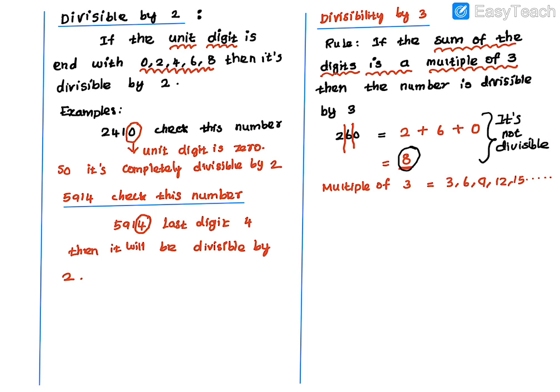I will write one more number so we can check. Can we write 261? Check whether the given number 261 is completely divisible by 3 or not. For this one, 2 plus 6 plus 1 is 9. If we add all those digits, 9 comes, so it is completely divisible by 3.